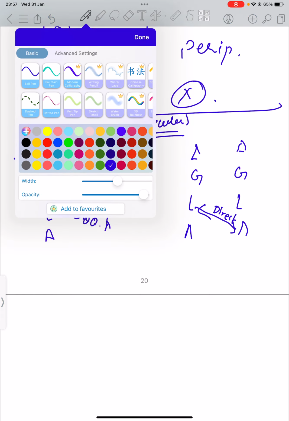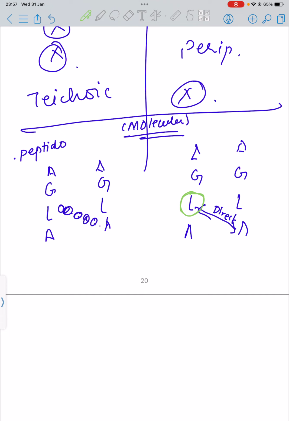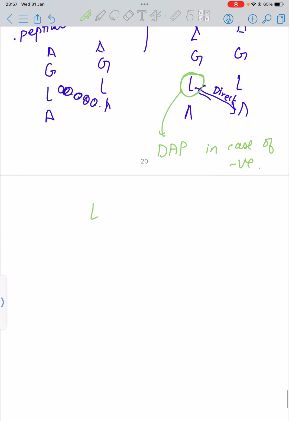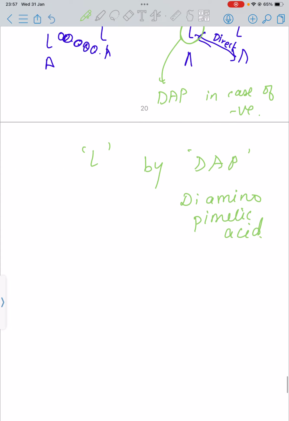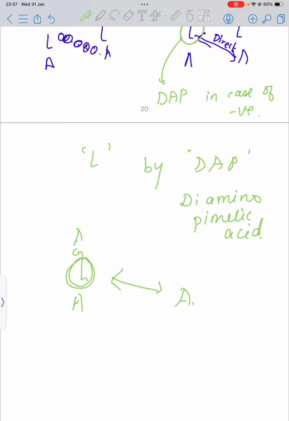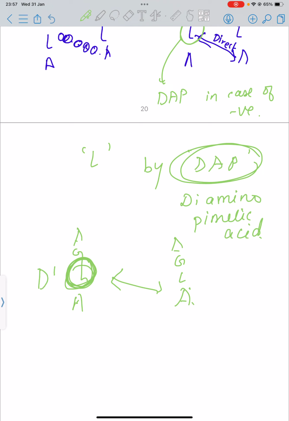Now the answer to that is this: L-lysine is replaced by DAP in case of Gram-negative bacteria. Because this lysine is replaced by DAP, that is diaminopimelic acid, there is a possibility of direct connection between L and AGLA. Why? Because this L is replaced by DAP. So in case of L, there is DAP.